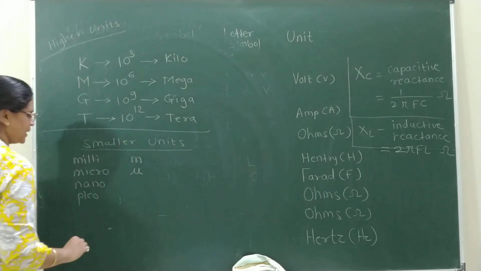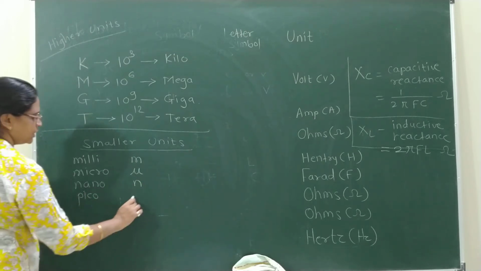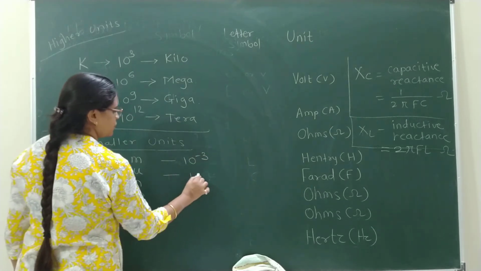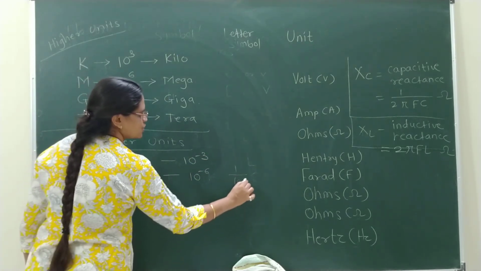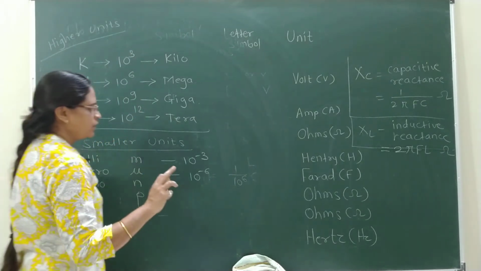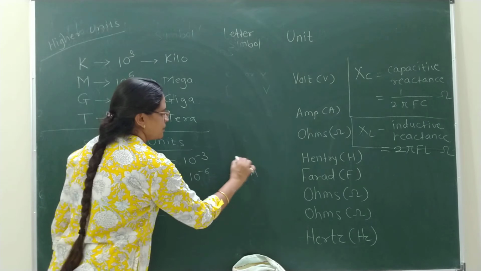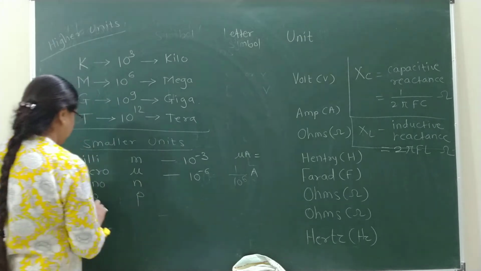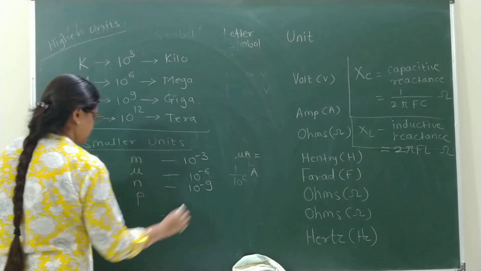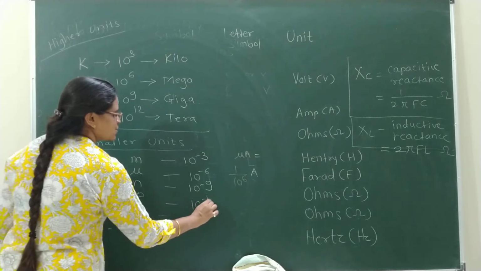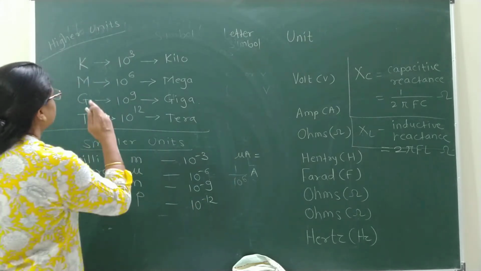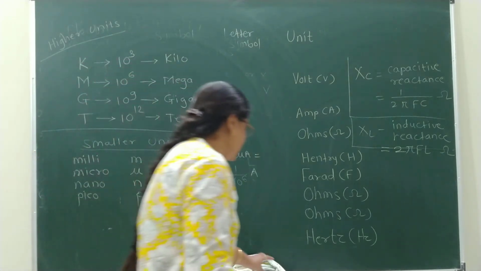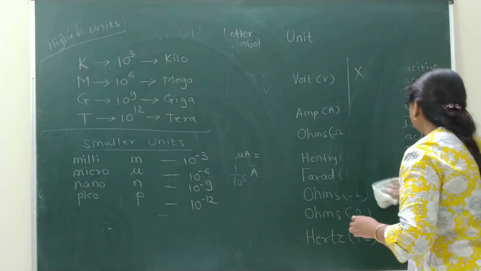Micro, this is the sign for micro, nano is small case n, pico is small letter p, where milli stands for 10 raised to minus 3, micro is 10 raised to minus 6, meaning 1 upon 10 raised to 6. Suppose microampere, it shows that a microampere is nothing but 1 upon 10 raised to 6 part of an ampere, the smallest part. Nano is 10 raised to minus 9. Pico is minus 12 power of 10. In this way, we have to know how higher units can be converted to lower units and lower units can be converted into higher units.